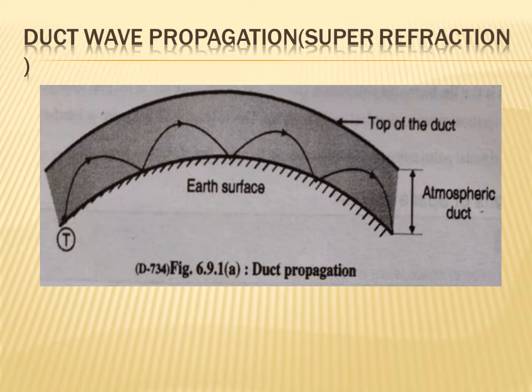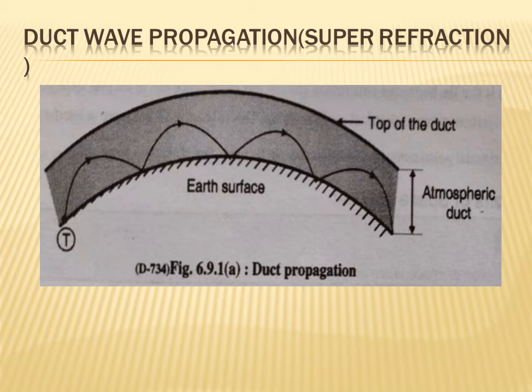The general phenomenon is that as height increases, air density decreases and refractive index increases. But because of some atmospheric condition, when warm air gets trapped above cold air, as height increases the refractive index decreases rapidly.